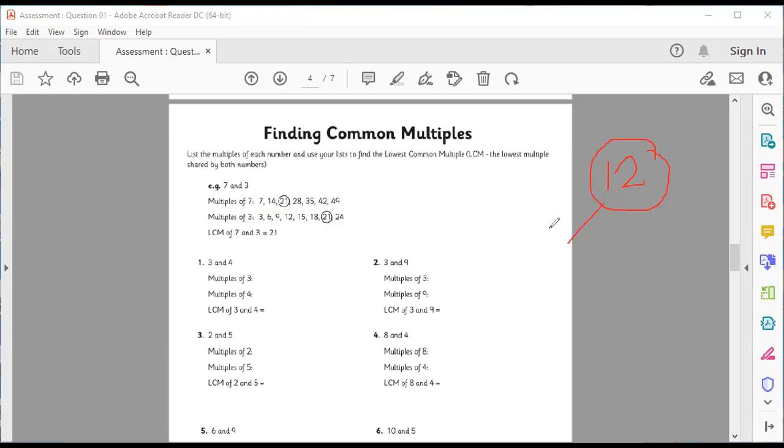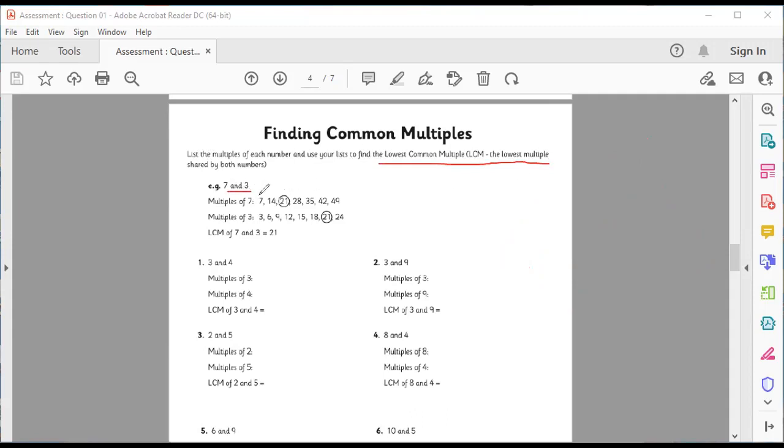If I ask you for factors, you can tell me 1, 2, 3, 4, 6 until you reach 12. That's factors. When I talk about multiples, you start at 12. It's the times table of 12. So don't confuse yourself between factors and multiples, okay? Clear? So list the multiples of each number and use your list to find the lowest common multiple.